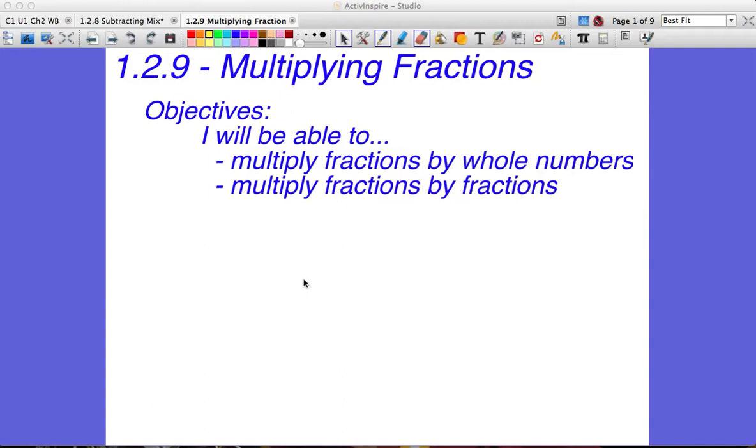Welcome to Lesson 129, Multiplying Fractions. Today we're going to talk about how to multiply fractions by whole numbers and how to multiply fractions by fractions.